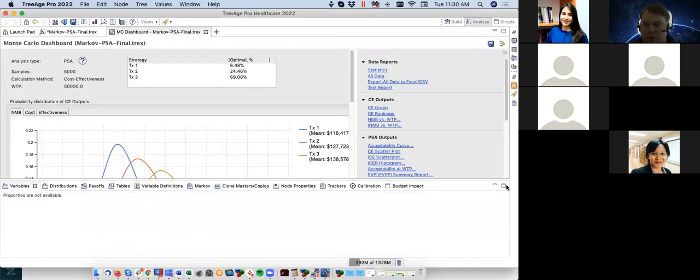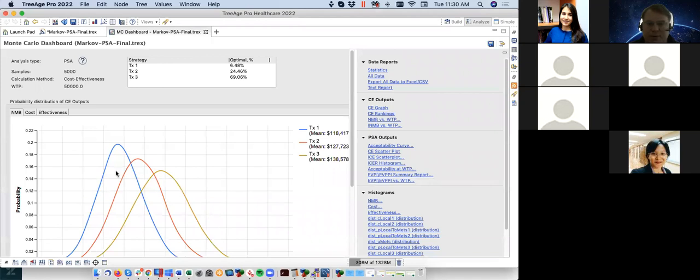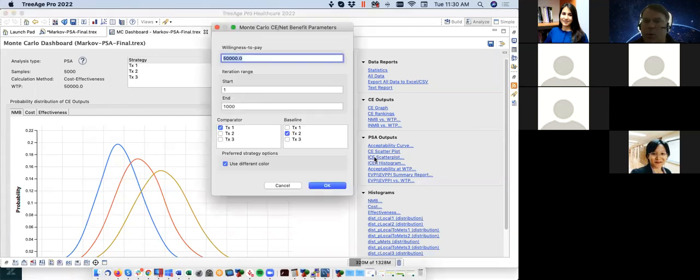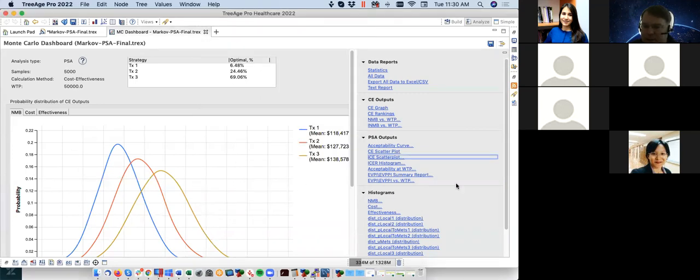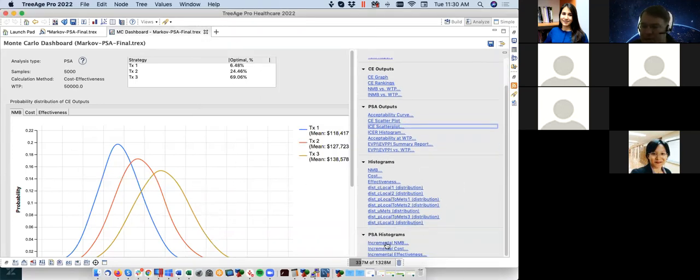Okay, so you're seeing results for all 3 strategies compared. Some of the secondary reports, like any ones that have incremental in them, are all going to require that you choose a comparator and a baseline, and it'll be the value of this strategy minus the value of this strategy. So incremental level graphs require a selection of a comparator and baseline. And you'll see that both for that, which I didn't actually run, or any of the PSA histograms.